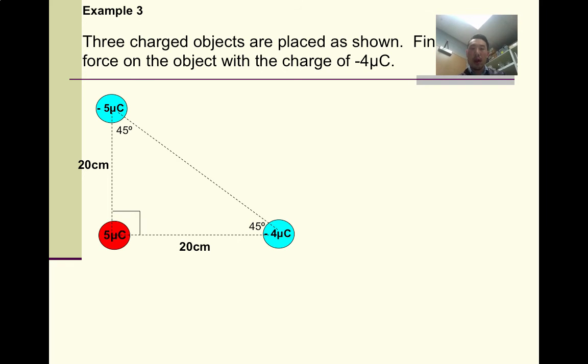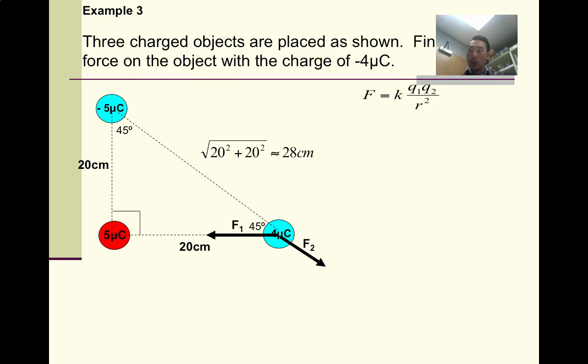You are going to find the distance that separates this charge from this charge, because that's what R is. And the Pythagorean theorem does that. Secondly, you're going to find out the direction of force. So this positive 5 microcoulombs is pulling this -4 to the left. That's F1. F2, this -5 is pushing this -4, because, remember, like charges repel, away to the bottom and right. That's F2.